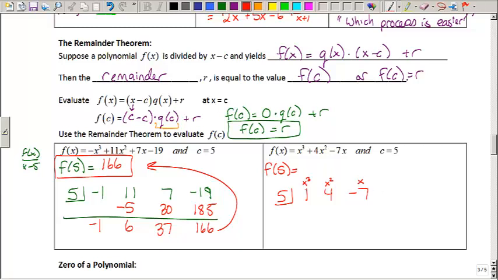And a lot of students may say, well, you're not missing anything. We went down by 1 every single time. But you do have to know that if you don't have a constant term, you have to put a 0 there. Otherwise, you won't be able to find out what your remainder is.